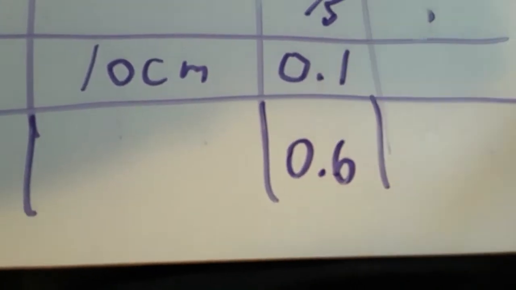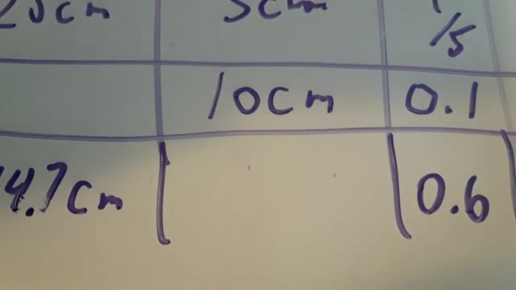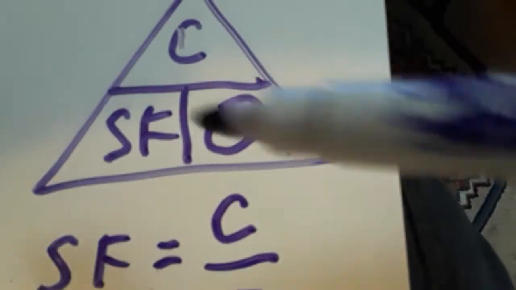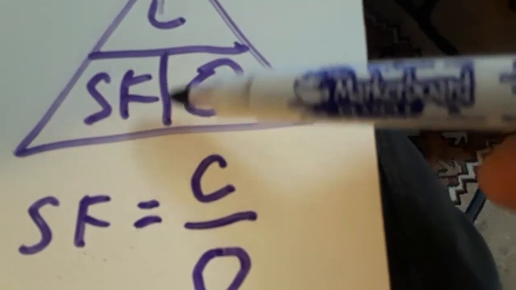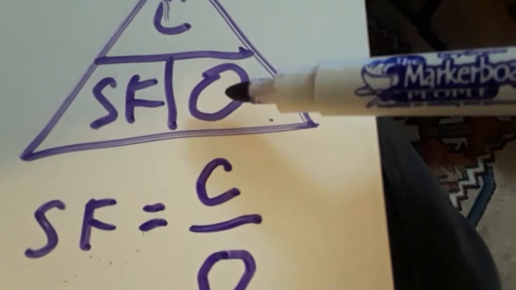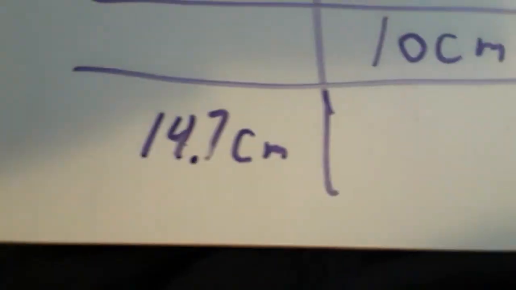14.7. And our scale factor is 0.6 or 6/10. So again, since we're looking for the length of the copy here in the middle, we go back and look at our formula. C is scale factor times, that vertical line means times, some part of the original. So here the original is 14.7.